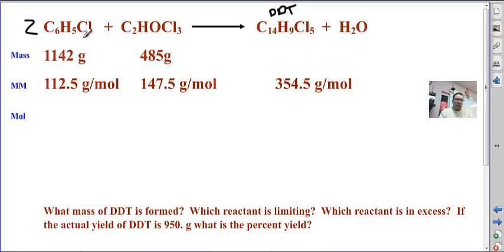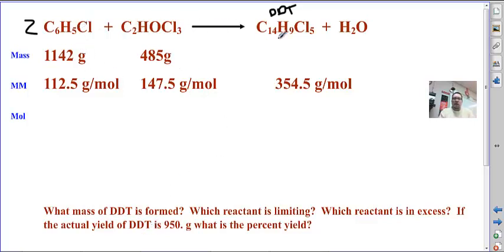Anyhow, here's our problem. What we want to figure out is how much DDT do we make? And to do that, we're going to have to figure out which of these is a limiting reactant and which is an excess, so we only use a limiting reactant. And then in the end, what we're saying is we actually in the lab produce 950 grams. What is the percent yield? So we'll figure that out.